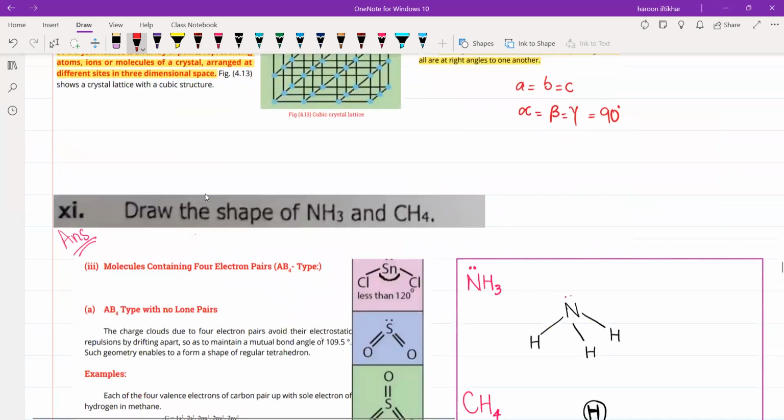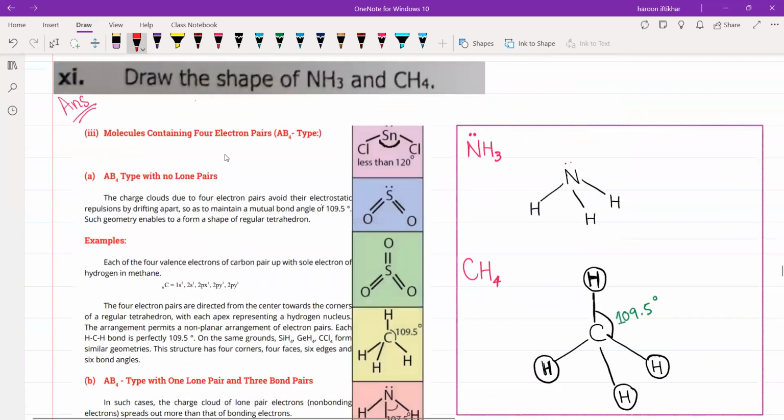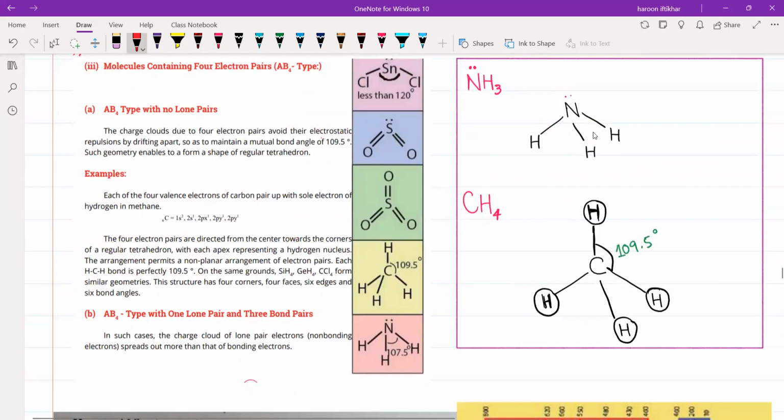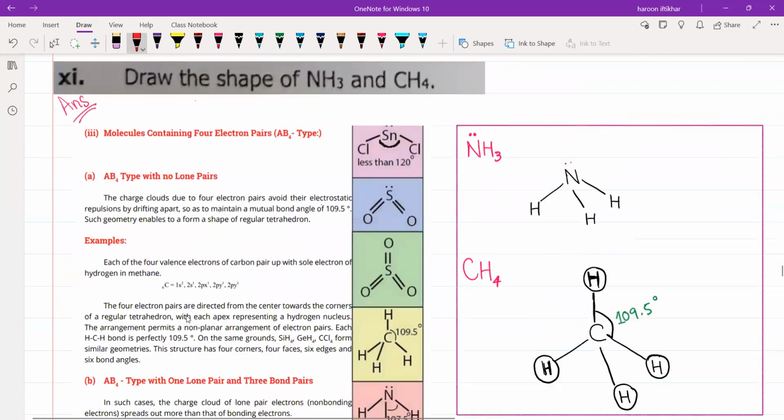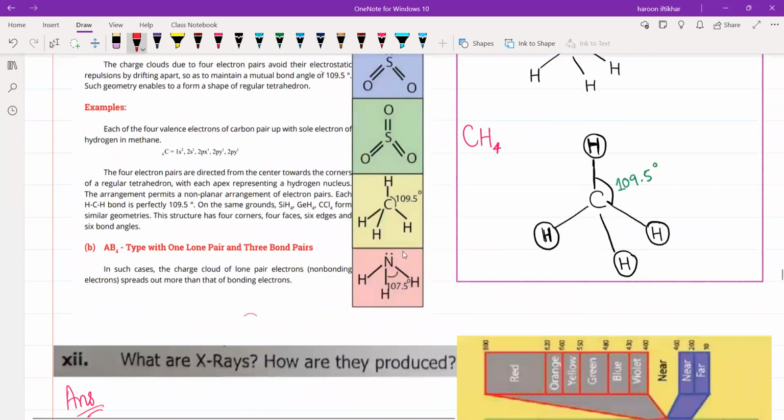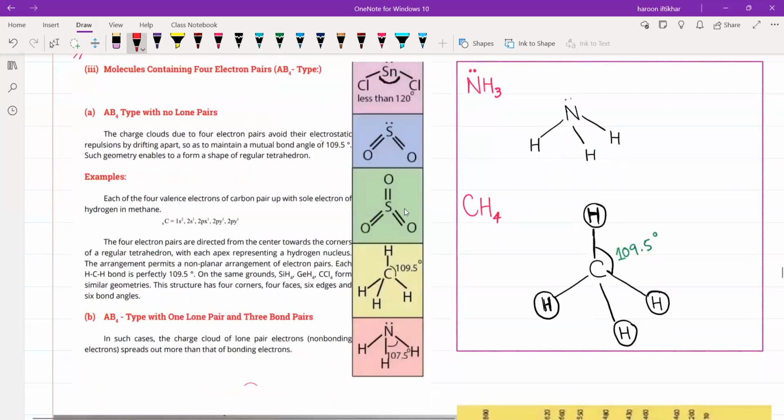You can see. Okay. Most of the students are not able to solve this question completely because they make some mistakes in structures. So remember, you have to draw the structures like this. Ammonia is at the angle of 107.5, while CH4 is at the angle of 109.5. So you have to draw the shapes. These are all the shapes mentioned here, CH4 and NH3. You can see the shapes, just need to draw the shapes.